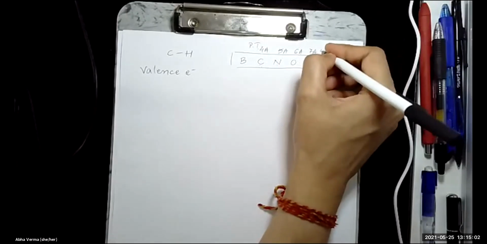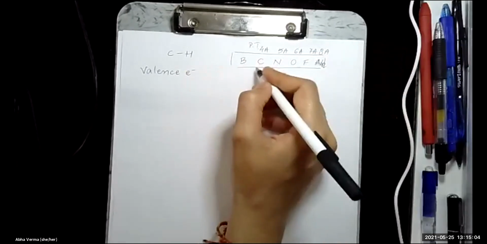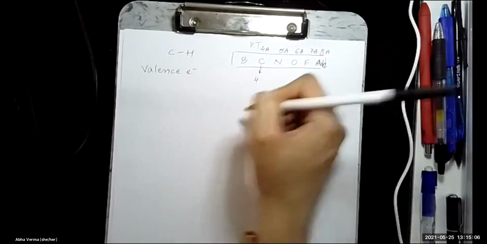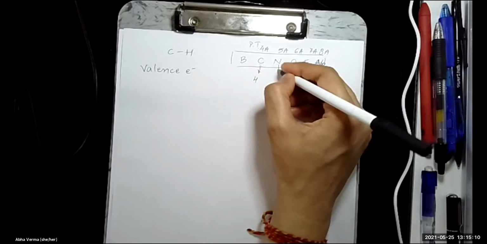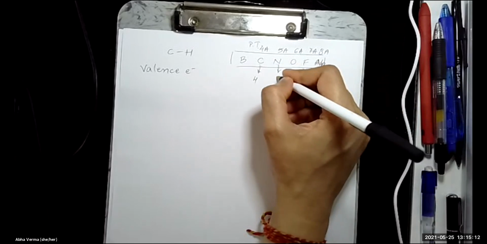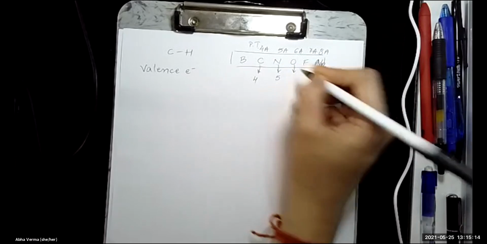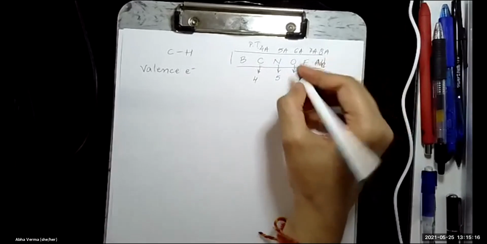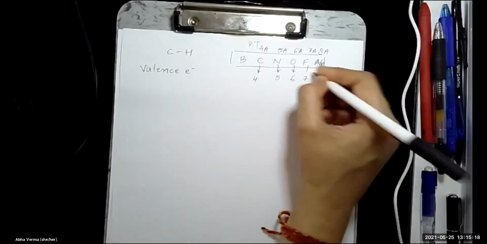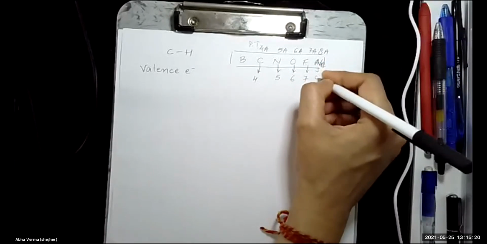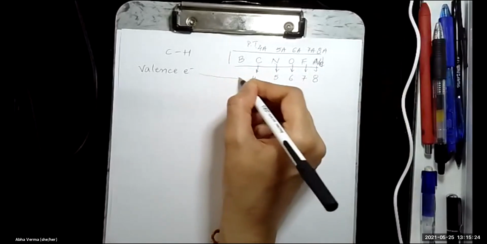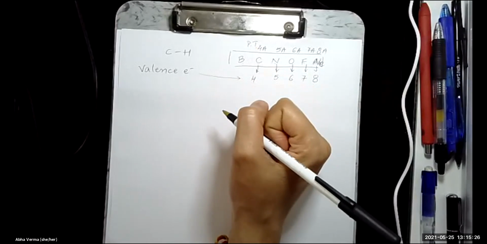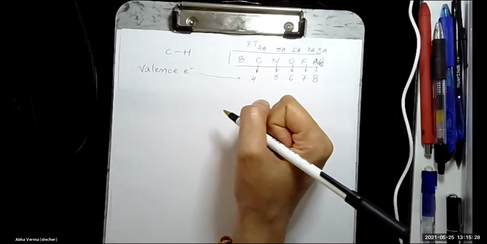So carbon has 4 valence electrons. How many does nitrogen have? 5. How many does oxygen have? 6. 7. And then this has the complete octet. Neon has the complete octet. So this is the first piece of information that your periodic table is going to give you.